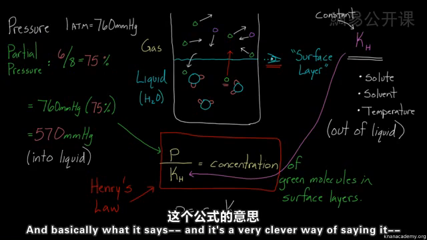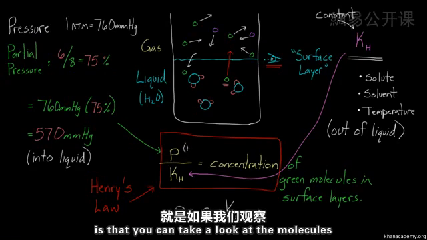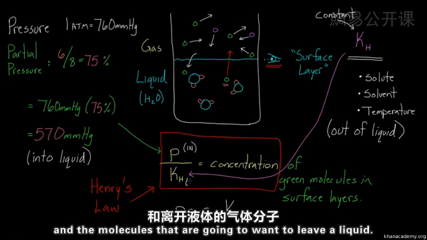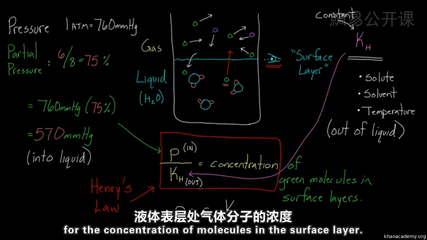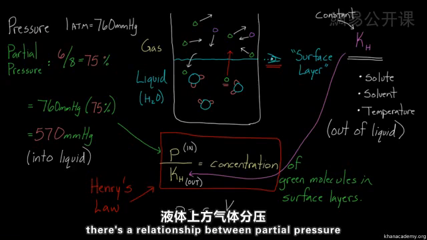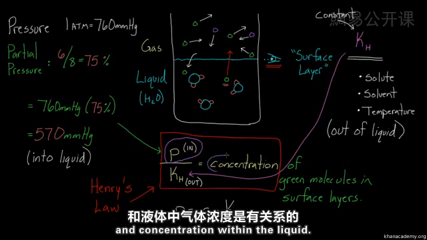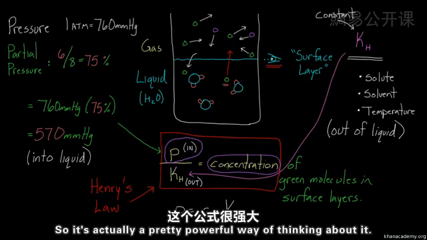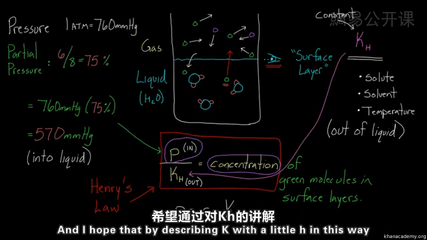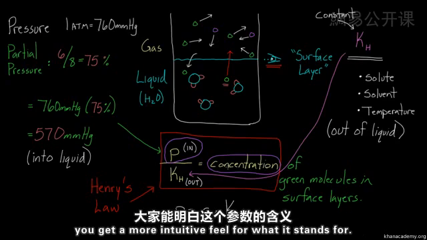And basically what it says, and it's a very clever way of saying it, is that you can take a look at the molecules that are going into a liquid and the molecules that are going to want to leave a liquid, and it gives you a sense for the concentration of molecules in the surface layer. In fact, another way of saying it is that there's a relationship between partial pressure and concentration within the liquid. So it's a pretty powerful way of thinking about it, and I hope that by describing K with a little h in this way you get a more intuitive feel for what it stands for.